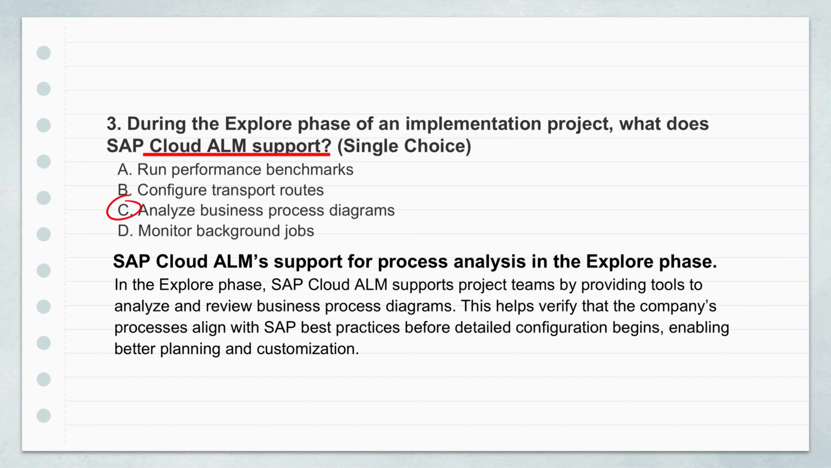Why call that out? That feels quite early in the project. Well, the explanation emphasizes that this helps the project team understand the company's current processes and, crucially, align them with SAP's best practices. So it's about that fit gap analysis, essentially, before you start building anything. Exactly. It's validating and tailoring the standard processes before you dive into configuration. You're setting the stage, making sure the system will actually fit the business need.